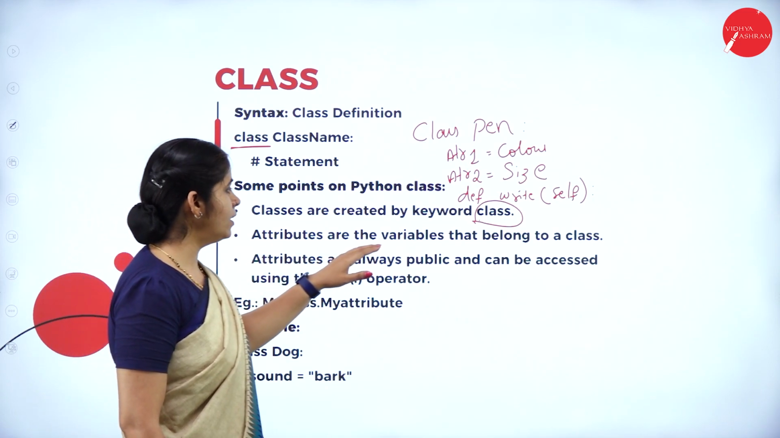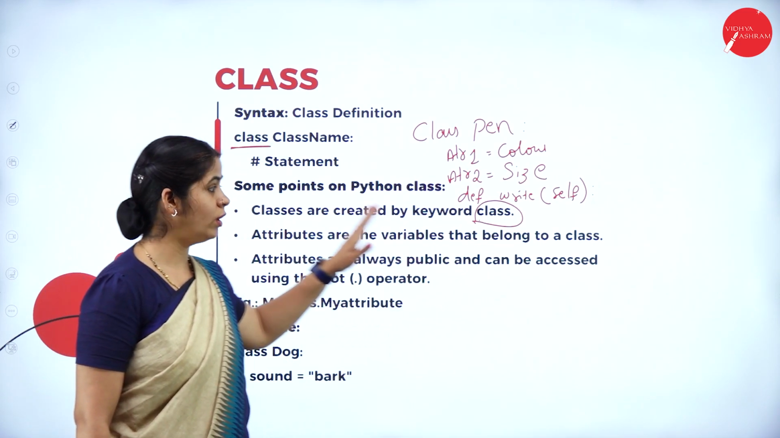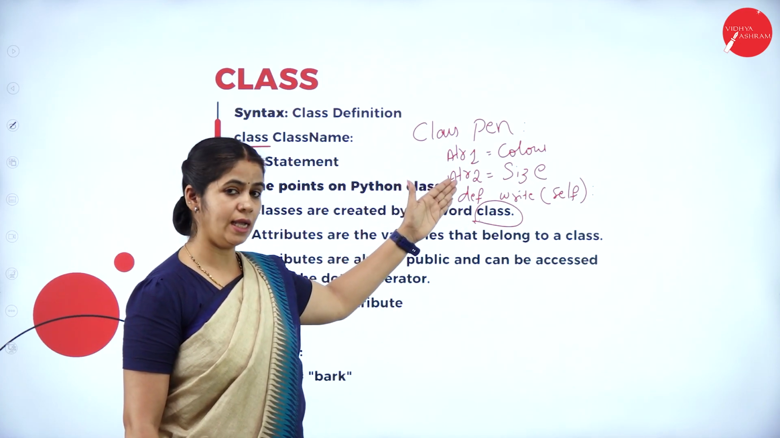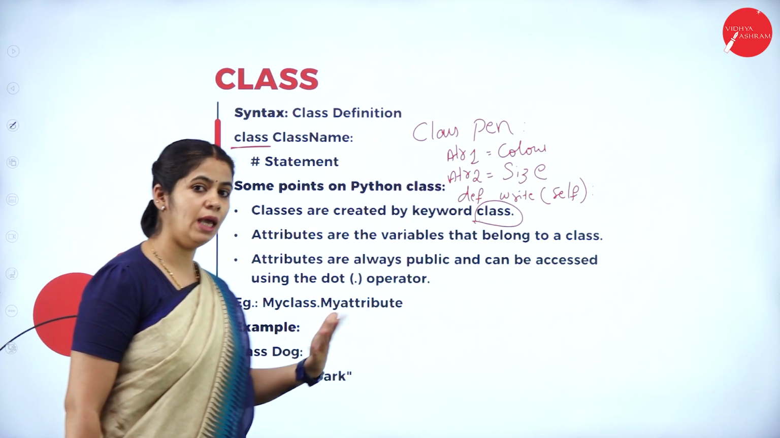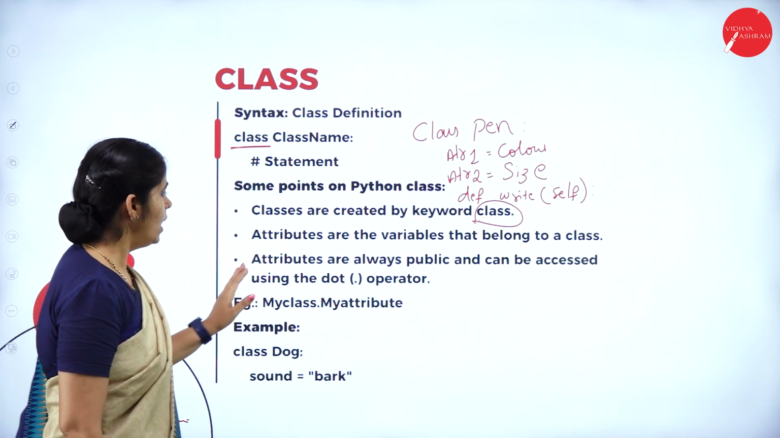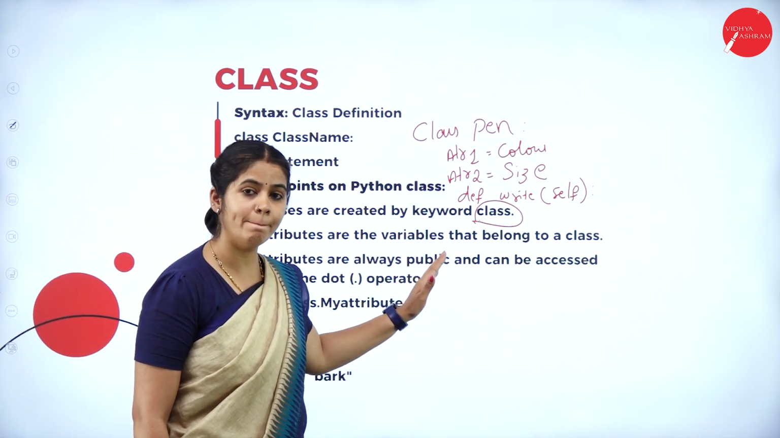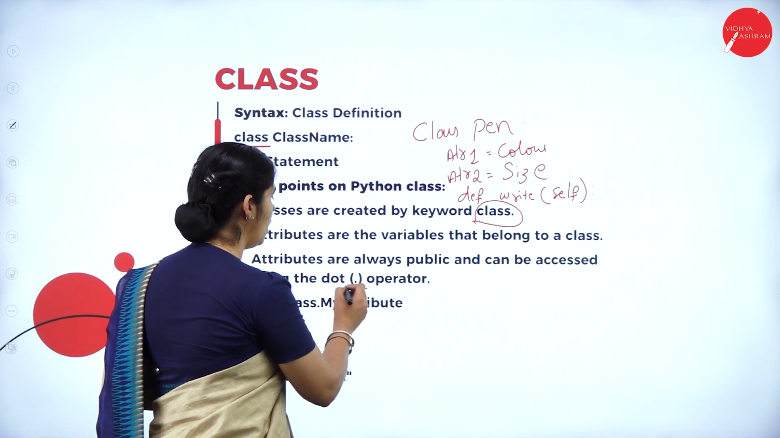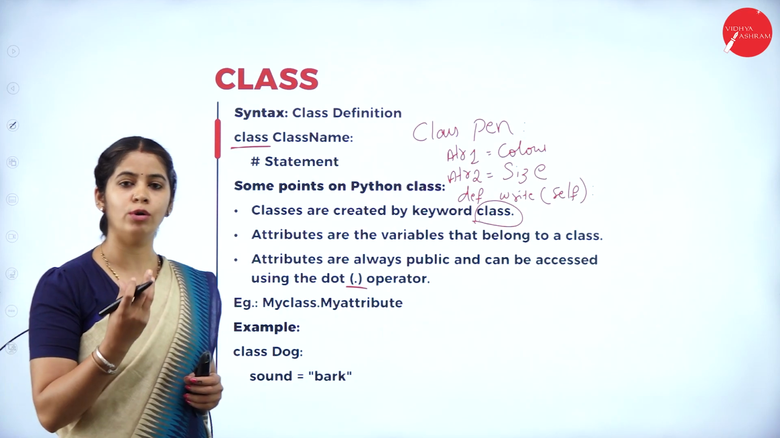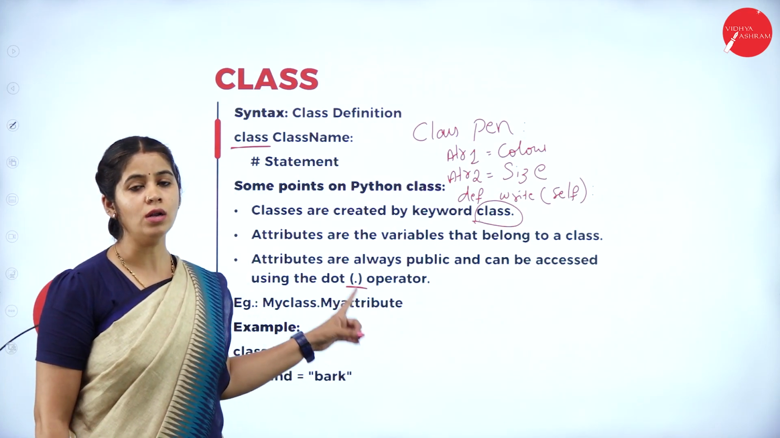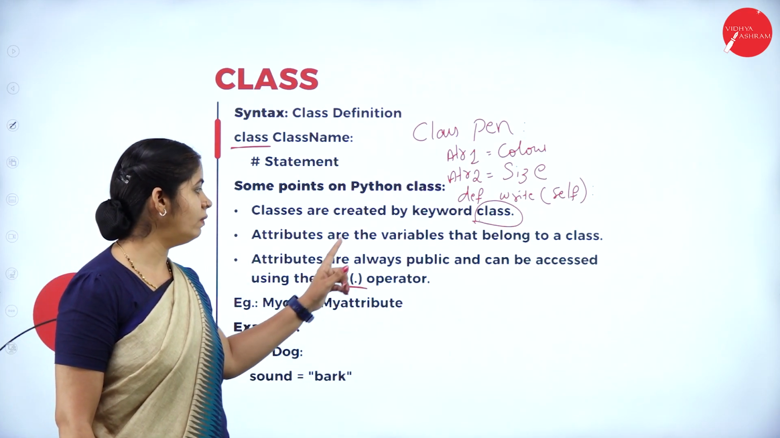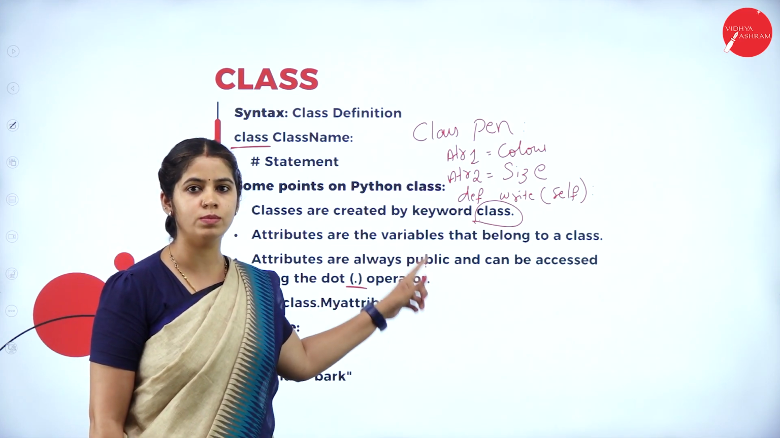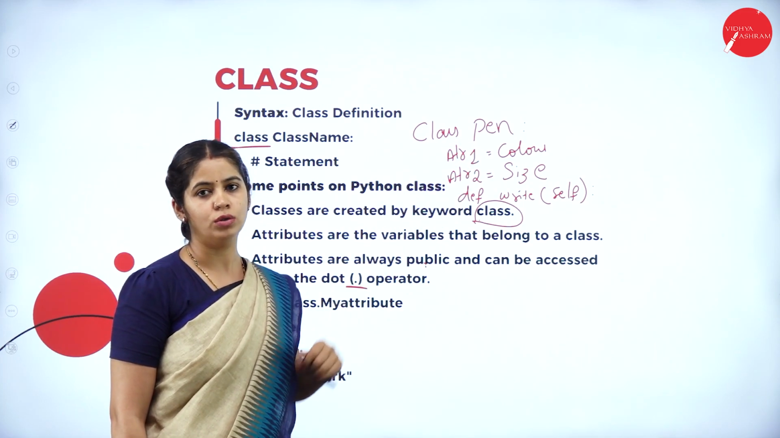The attributes and the behavior that belong to the class. What are the attributes and behavior that belong to the class? Color and size are the attributes, and write is a behavior that belongs to the class pen. The attributes are always public and can be accessed using the dot operator. How are object attributes accessed? By using the dot operator, and it will always be public. It is allowed to be accessed by any object of the class that it belongs to.